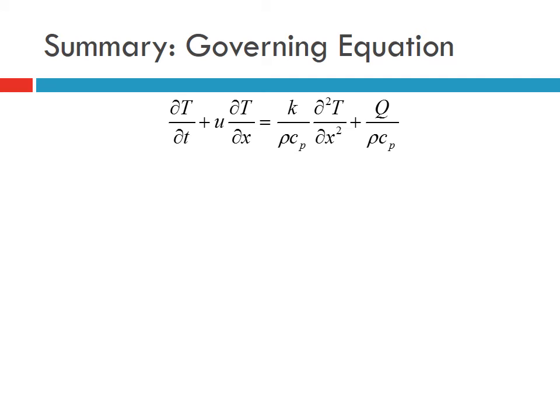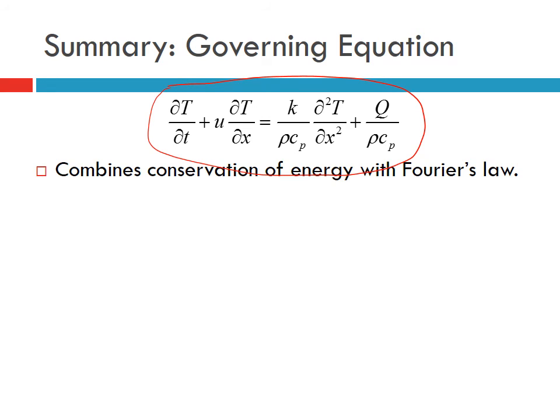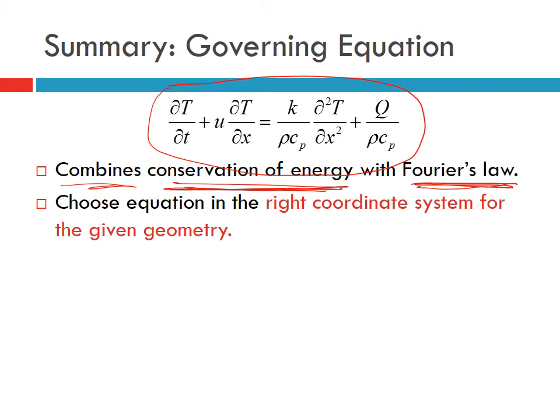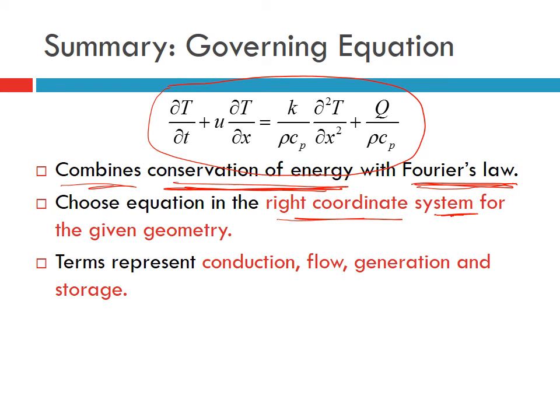So in summary then, we have the governing equation that we derived. This one happens to be showing the Cartesian coordinate one. And what is the meaning of it? How did we get it? It combines conservation of energy with Fourier's law. So conservation of energy, second law, with Fourier's law, meaning the mode of heat conduction. So you choose the equation in the right coordinate system for the given geometry. If it's a cylinder, you choose the cylindrical coordinate system.